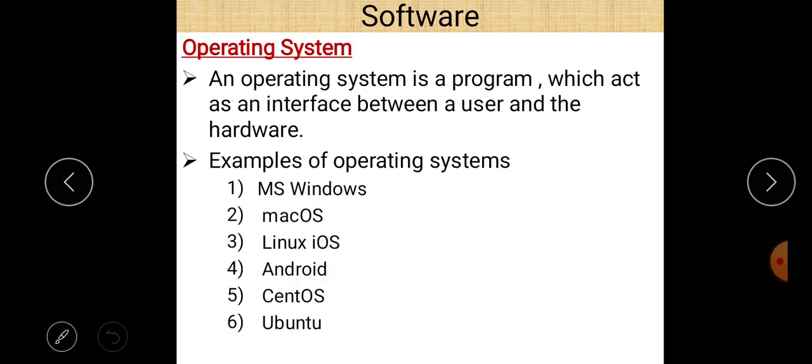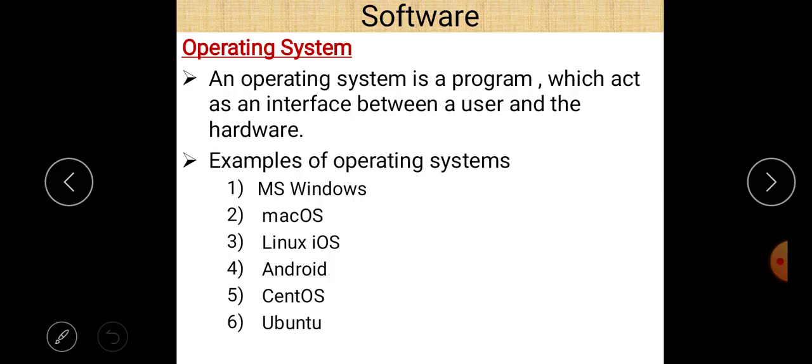First of all, operating system. What is an operating system? An operating system is a program or set of programs which acts as an interface between a user and the hardware. Actually, the user is unable to deal with hardware directly, so there is a system software which plays as an interface between the user and the hardware, and that system software is called the operating system.